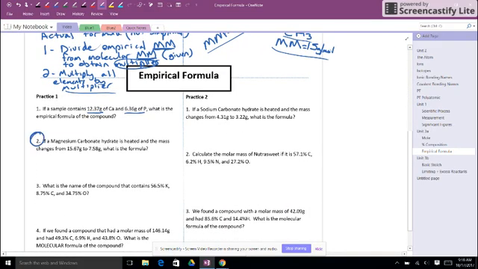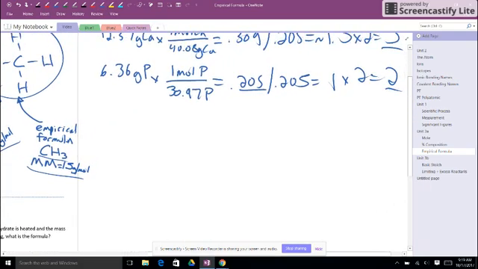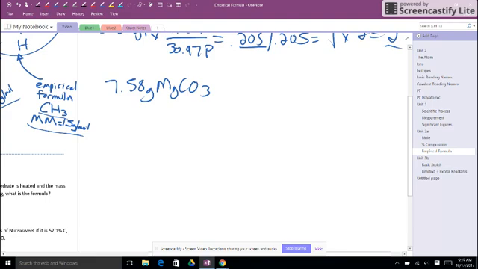Now circle this one. This one is actually the same calculation we're going to use for our hydrate lab. So if a magnesium carbonate hydrate is heated and the mass changes from 15.67 to 7.58, what's the formula? Now for this problem, we have 7.58 grams of magnesium carbonate. And we notice that it goes down from 15.67 to 7.58. So the mass of the water in the compound must have been that difference, that 8.09 grams of H2O. Okay, now we're going to turn these grams into moles. So the magnesium carbonate, we added up, and it's 84.32 grams per mole.